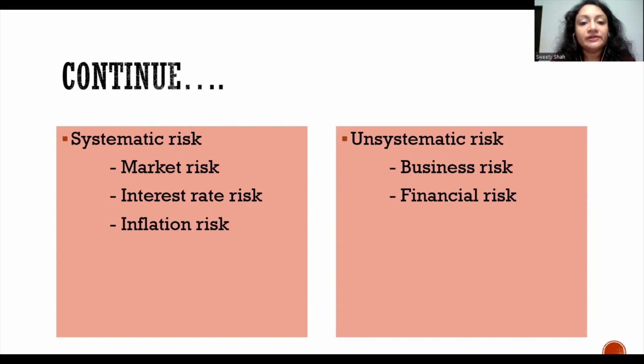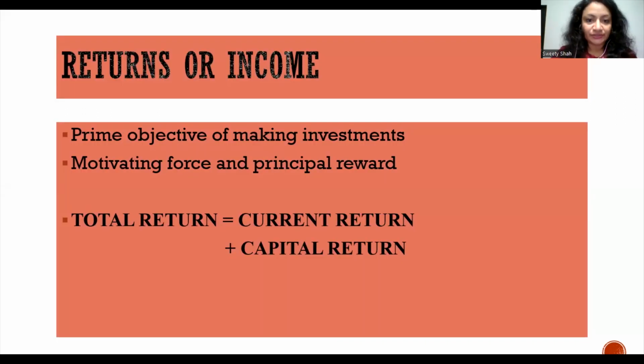So the total risk of the firm from the perspective of investment management is always the sum of systematic risk and unsystematic risk. So total risk is denoted as systematic risk plus unsystematic risk. So these were a few categories of risk. I hope you have developed a fair understanding of risk. We now move our discussion to return or income.